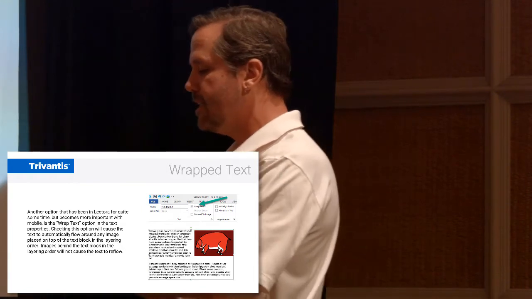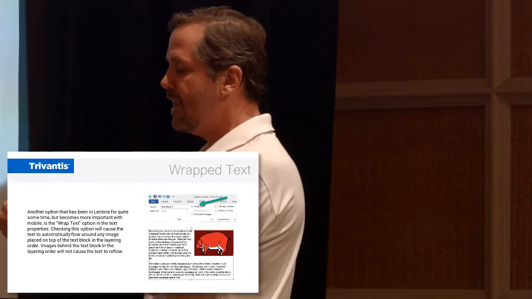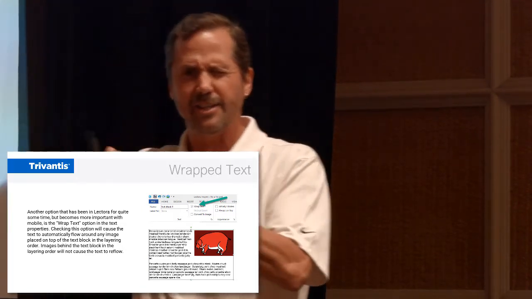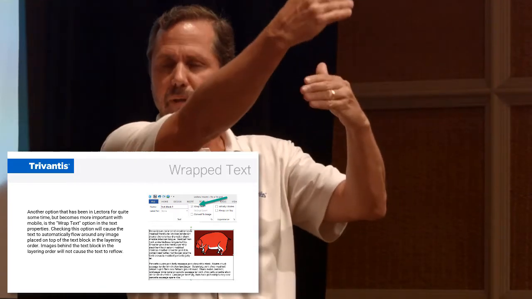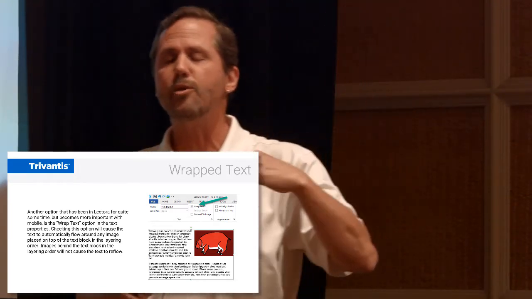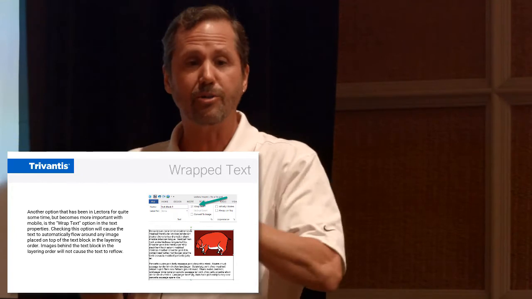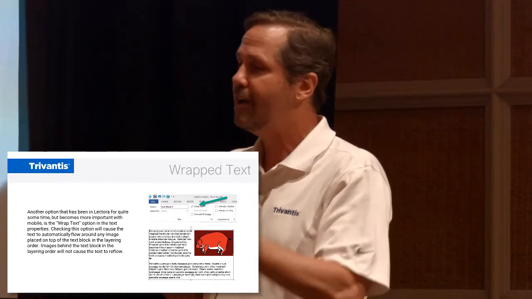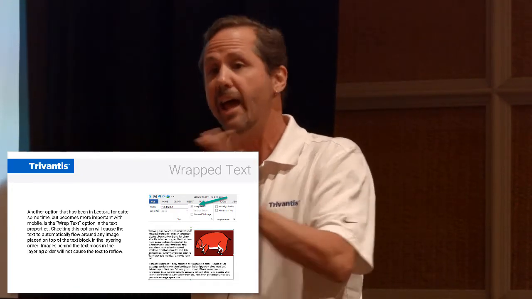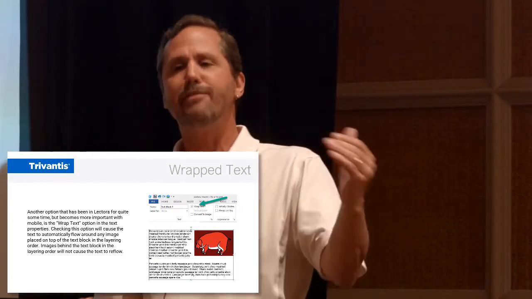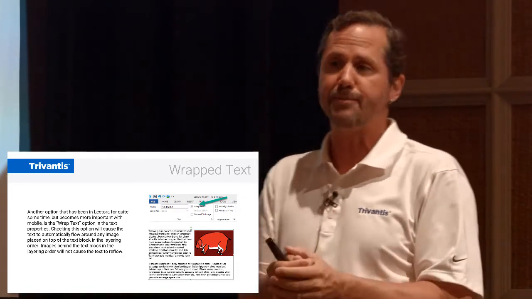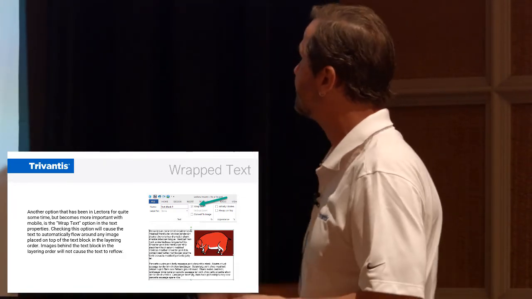But the nice thing about it is it wraps around things that are on top of it. If the images are actually behind it in the Z order, meaning in Lectura they are behind it, it'll just go over it. So if you have background images or things that are supposed to not get wrapped around, you just put those behind the text block and it won't wrap around those. So you have the option of having it wrap or not wrap. So kind of a cool way to do things.